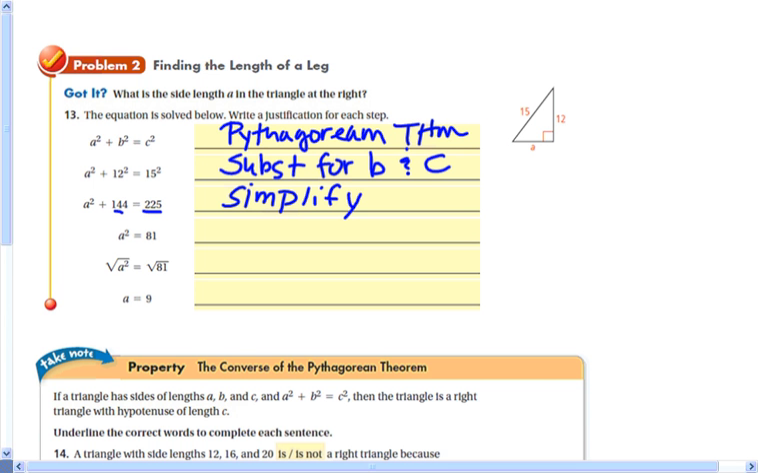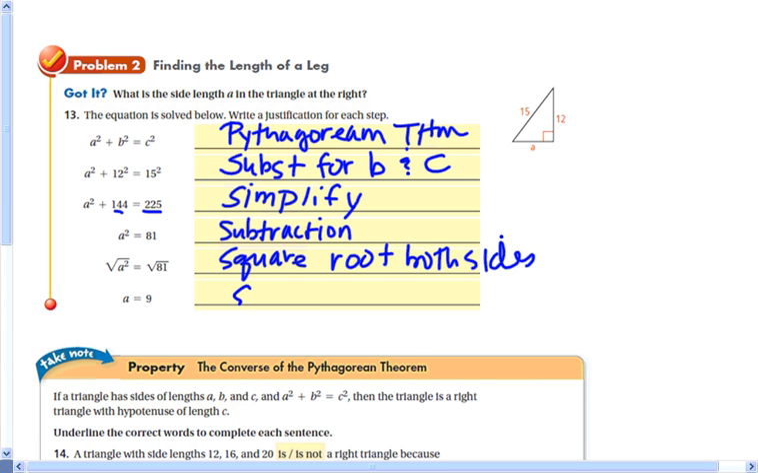And that gives us 144 and 225. Then we're going to subtract 144 from both sides. That's called the subtraction property of equality. And then we're going to take the square root of both sides, the positive square root. And then we're just going to simplify that square root to get the answer. All right, so that's how it works.